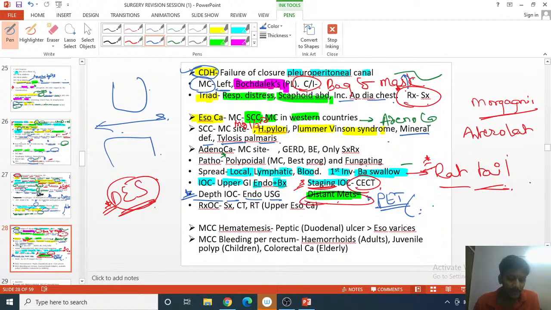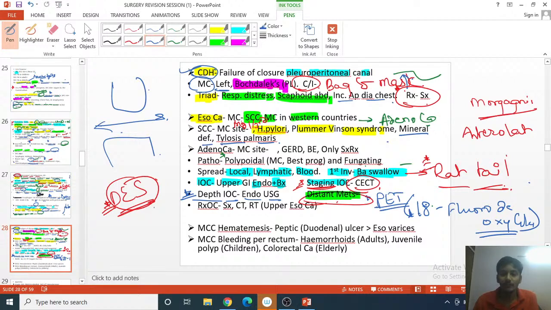The dye used in PET is 18-fluorodeoxyglucose. Please remember, the dye used in PET scan is your 18-fluorodeoxyglucose. Okay, so distant metastasis के लिए we use PET scan and the dye used is 18-fluorodeoxyglucose.